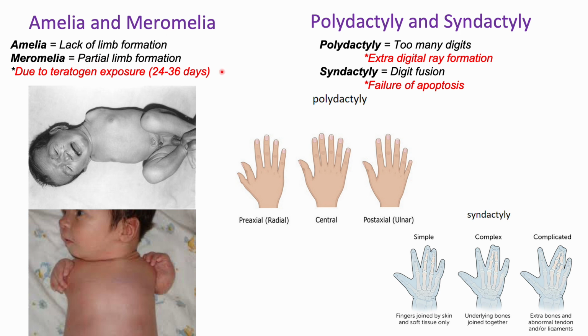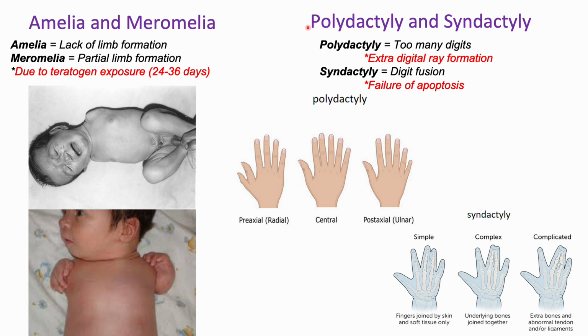And both of these are due to teratogenic exposures, specifically within the critical window of development for the upper and lower limbs, which is usually around days 24 to 36. So here you can see amelia of the upper limbs versus meromelia. So partial limb formation, but not complete.